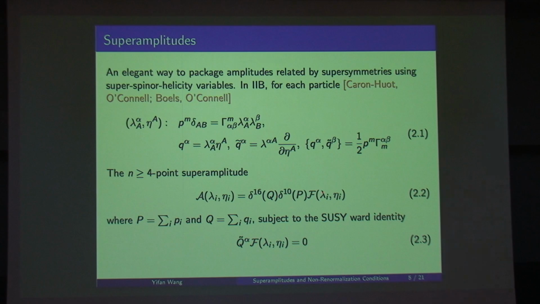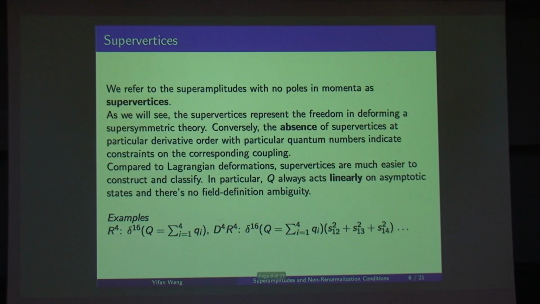And this curly F is, in general, a function of lambda I and eta I. But because we want this whole thing to be supersymmetric, this F is subject to the supersymmetric Ward identity. I should say that half of the supersymmetric Ward identities are trivialized when I write it in this form because of the delta 16 of Q. But the other 16 supercharges have to be enforced by this condition. Okay? But it's very easy to come up with a solution to this condition, as we'll see. And that's about superamplitudes, which are very general objects in this construction.